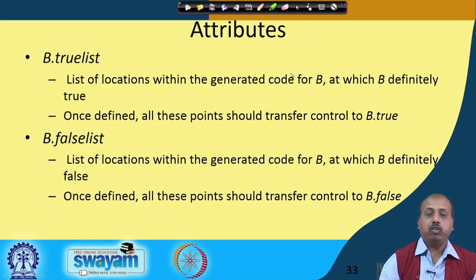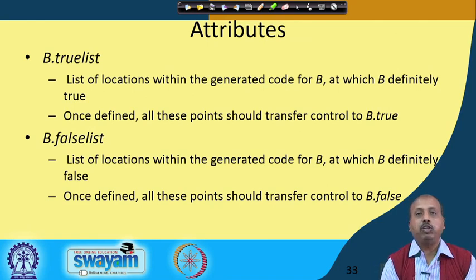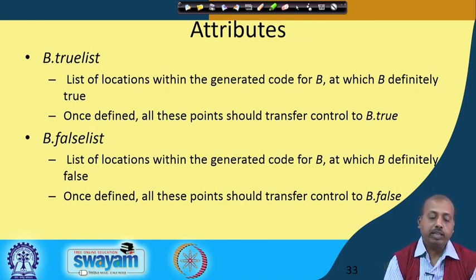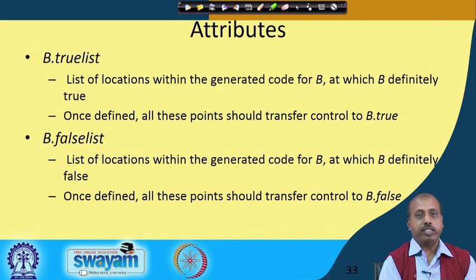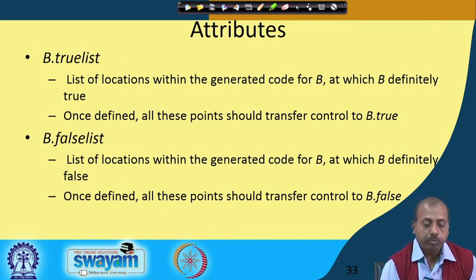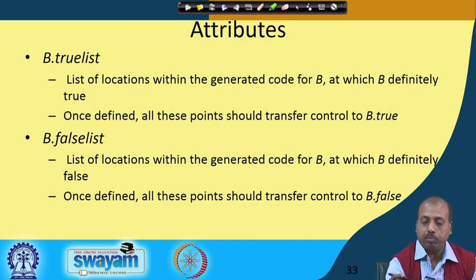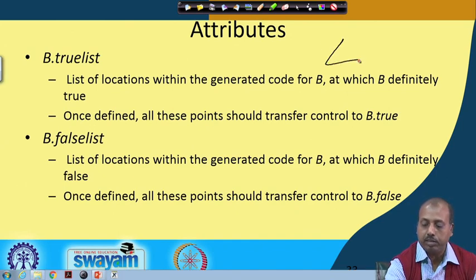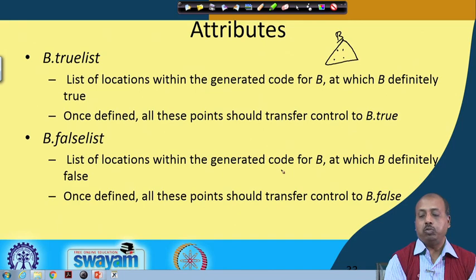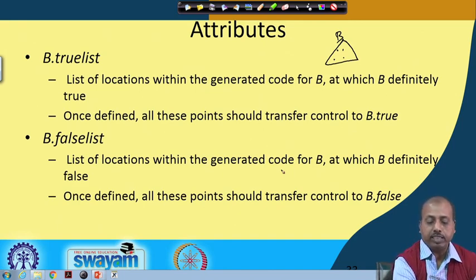So, the new attributes apart from b.true and b.false: we have got a true list and a false list for every Boolean expression. So, b.truelist is the list of locations within the generated code for b at which b is definitely true. As I was saying, this is the parse tree for b. Suppose at these points in the parse tree the b expression is definitely true. So, we put all these locations in a list called b.truelist.